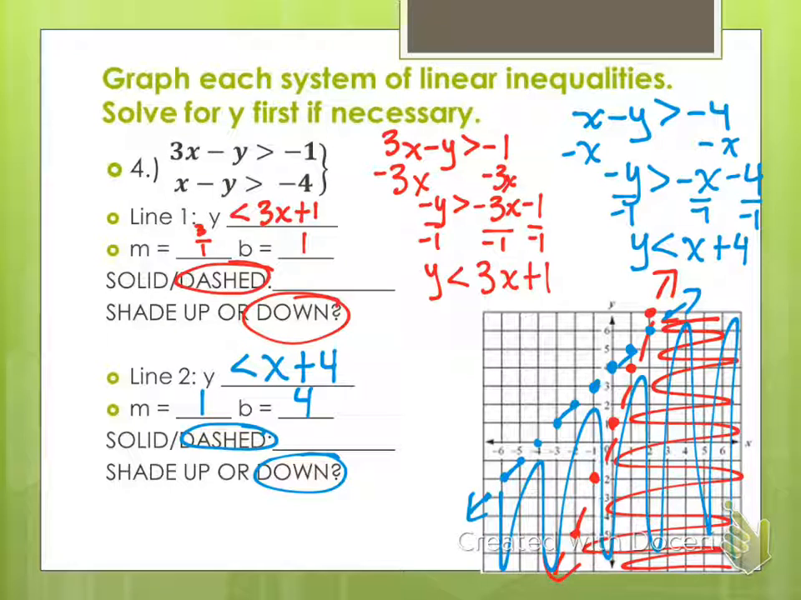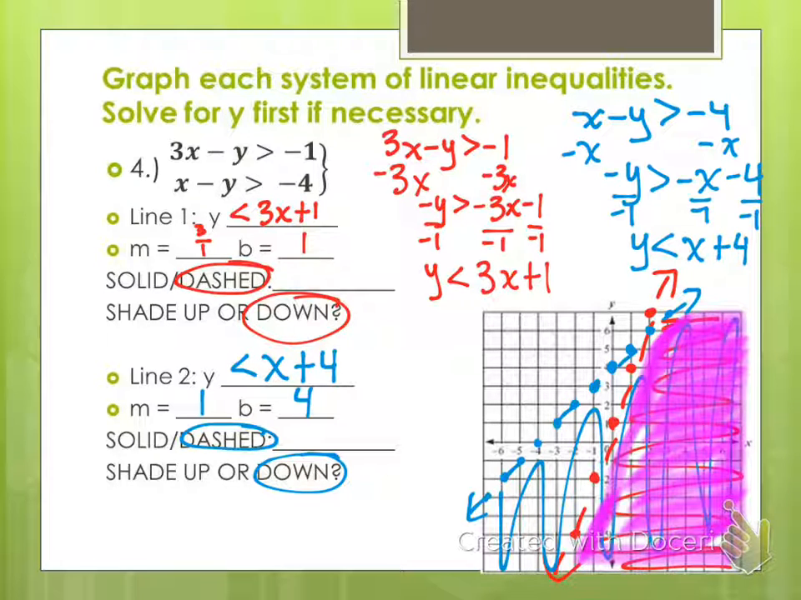Keon? On the right. This big chunk on the right side of our graph is where we see them overlapping each other. So we shade that in darker to show that that is our solution or our answer set. Any point in that area will work for both of our inequalities.